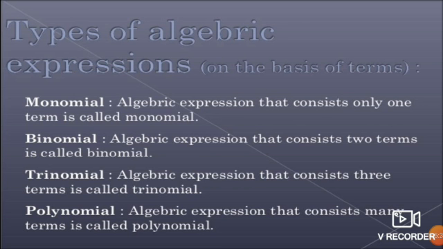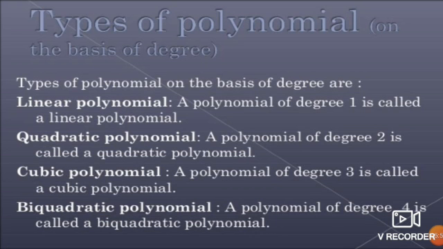Polynomial. What is the polynomial? Algebraic expressions that consist of many terms are called polynomials. I mean in the equation many terms, like 2x plus 3y plus 4z plus 8xy. It means more than three terms, we can call it a polynomial. I hope you understood. Okay, next.